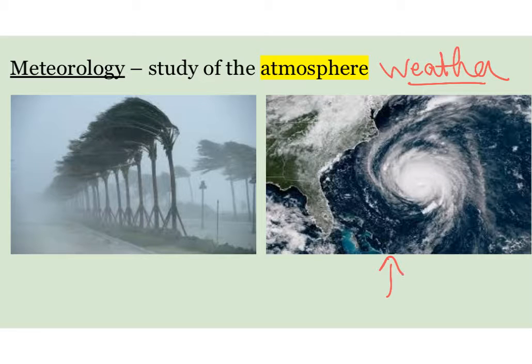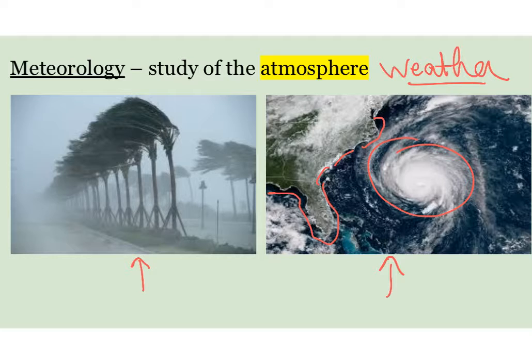This picture here is a satellite picture. So here's Florida right here, Georgia, South Carolina, here's North Carolina coast. This is the Atlantic Ocean, and then this is a hurricane. And then this is a picture on land of a bunch of palm trees that are being almost blown over by that hurricane. And meteorologists are people who study the weather.